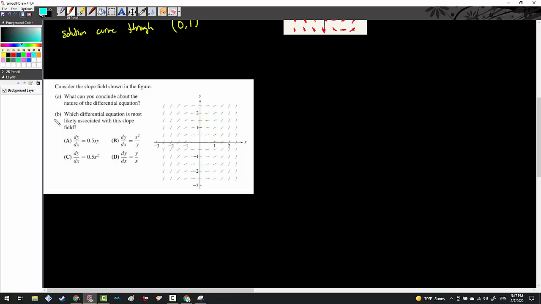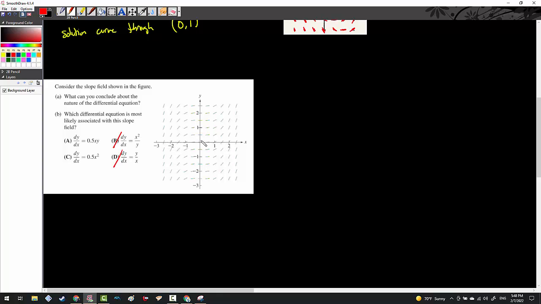Hopefully it makes sense that B and D are automatically out. The reason for this is because these are fraction-based, and a fraction-based differential equation will invariably have times when its slope is undefined. For example, B has a denominator of y, which means anytime y is 0, in other words along the x-axis, you would have either a blank there or a vertical line to represent a slope that is undefinable. But that doesn't seem to be the case.